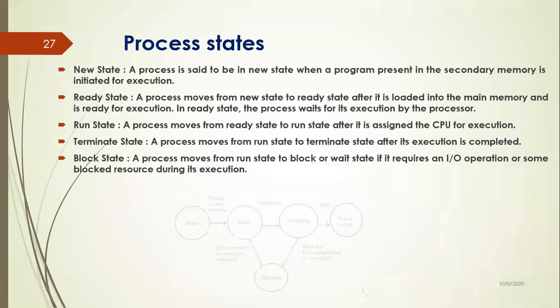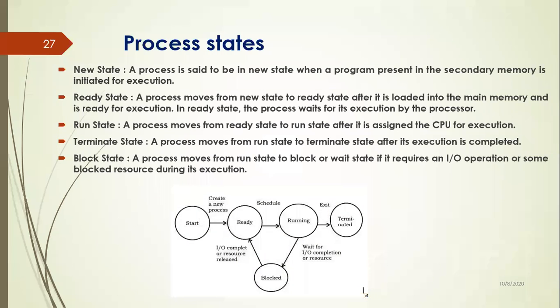Now process state. See, process, we know that program is in execution. Now there are five states of the process. First, the new state. Okay, when you present your program to the CPU for the execution, then this is my new state. When you create any new process, that will be a new process. Next is a ready state. Ready state, when you load that process to the CPU memory for the execution, then it will become the ready state. Ready state means what? My process is ready for the execution.